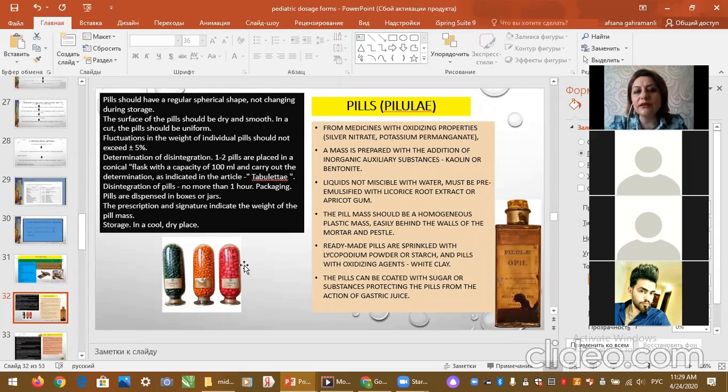Determination of disintegration. One to two pills are placed in a conical flask with a capacity of 100 ml and the determination is carried out as indicated in the tablet article of the Pharmacopoeia. Disintegration of pills should take no more than 1 hour. Packaging: pills are dispensed in boxes or jars. The prescription and signature indicate the weight of the pill mass. As for storage, they must be stored in a cool and dry place.